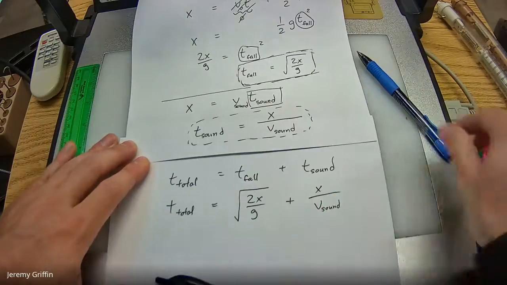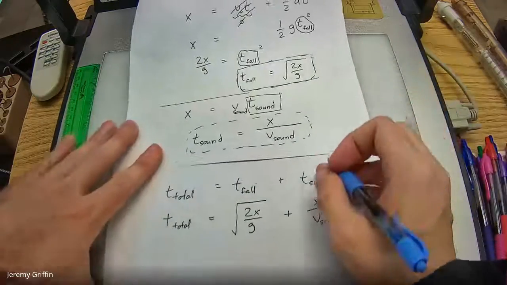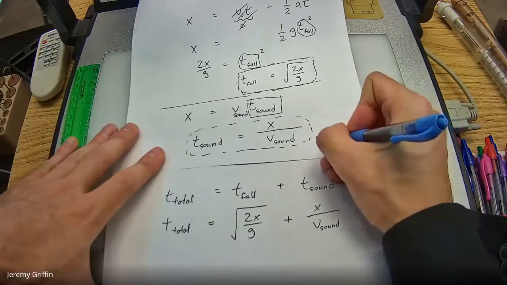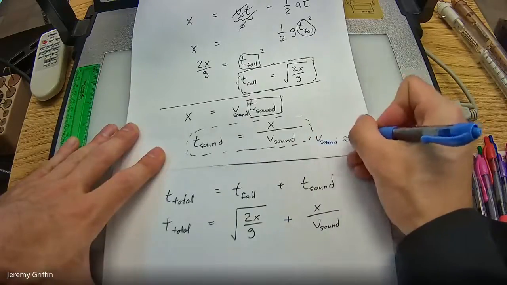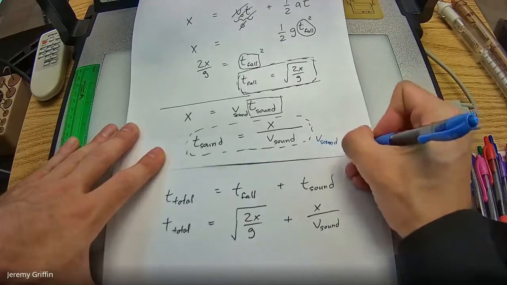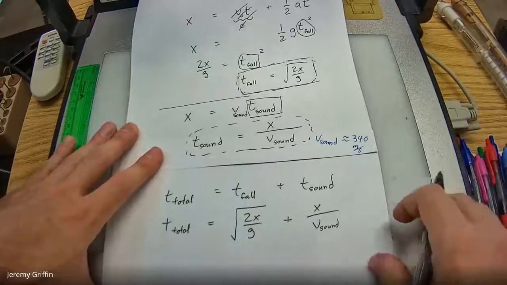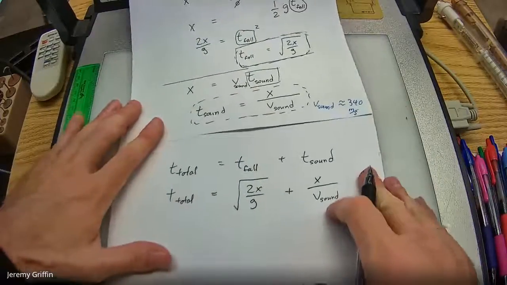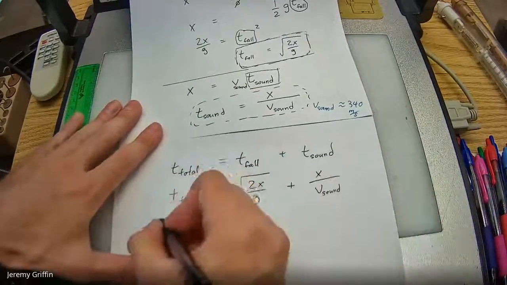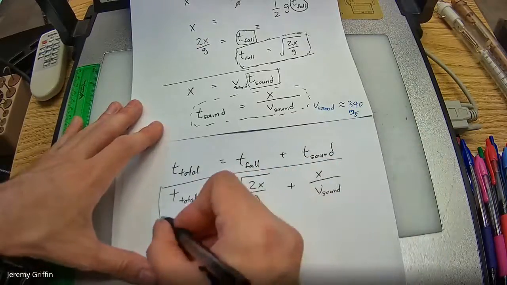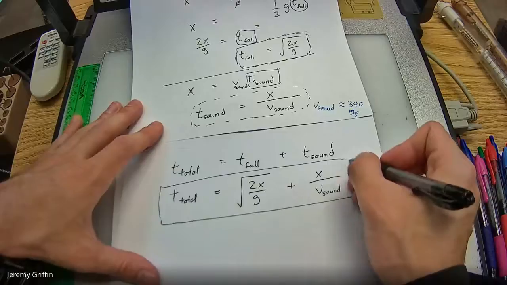By the way, in case you were curious, the speed of sound, V sound, is approximately 340 meters per second. That depends on temperature and pressure conditions, but it's about that, if you wanted a number. Yeah, that's it. That's the answer to this question. Well, this is the general answer in terms of variables.